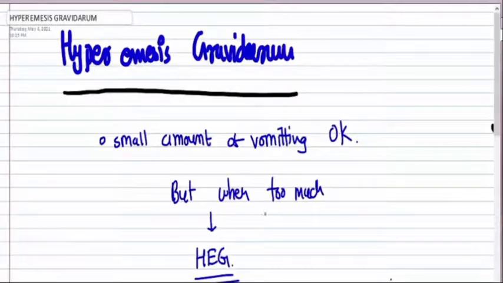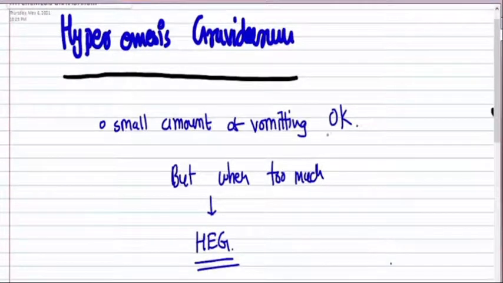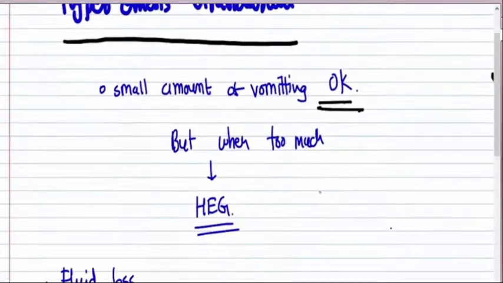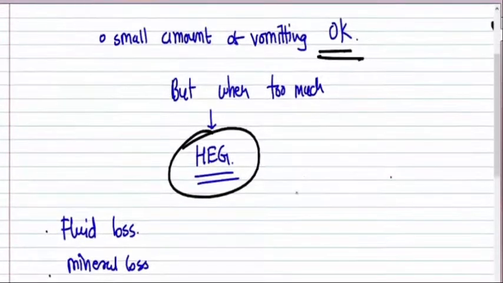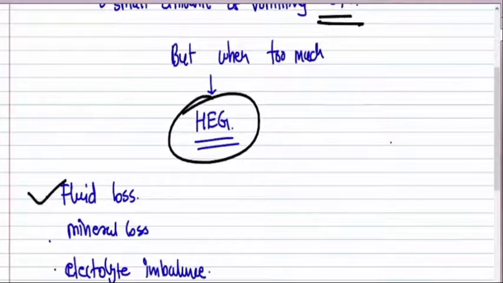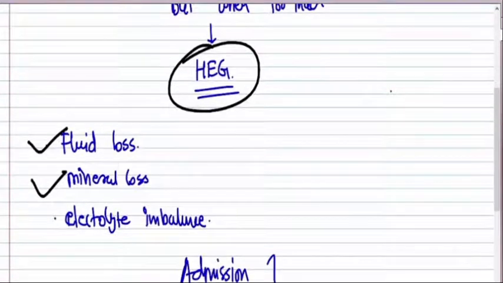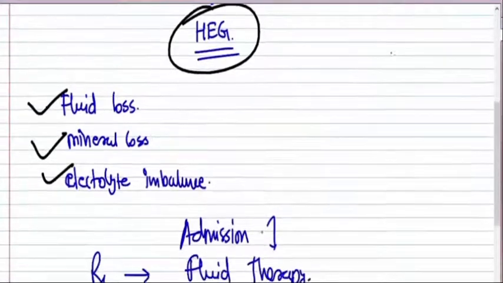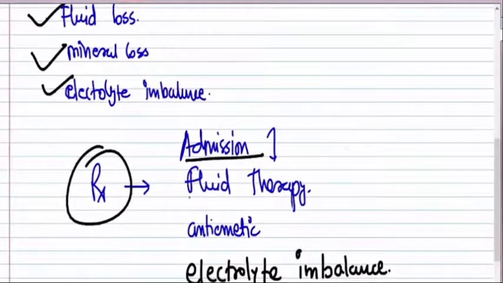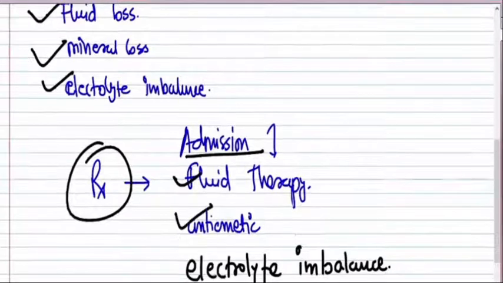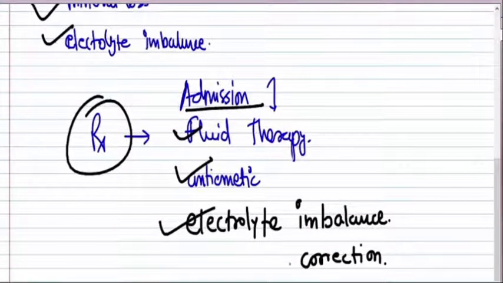Now, hyperemesis gravidarum. A small amount of vomiting in pregnancy is okay, but if it is too much, it is called hyperemesis gravidarum. It is associated with fluid loss, mineral loss and electrolyte imbalance and day-to-day problems in life. So the treatment required is admission into the hospital, fluid therapy, antiemetic drugs, and electrolyte imbalance correction.